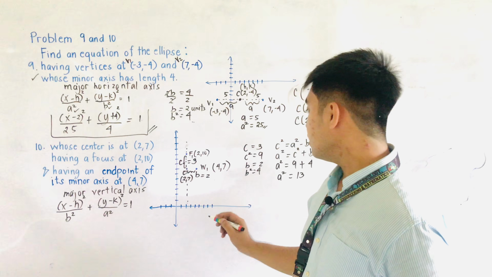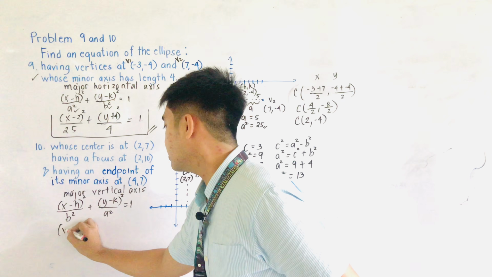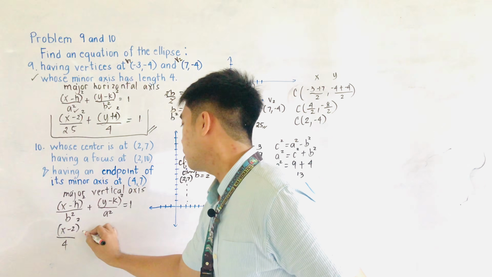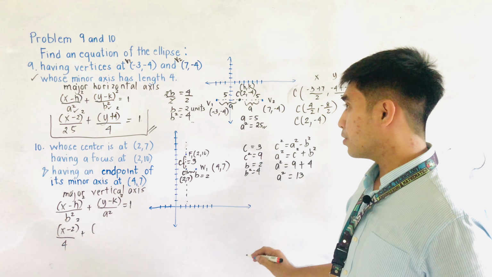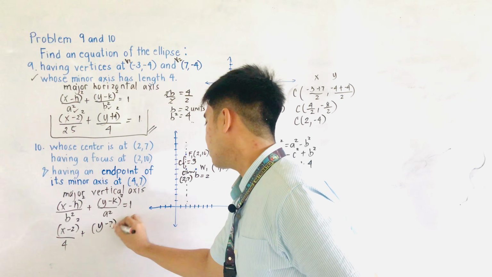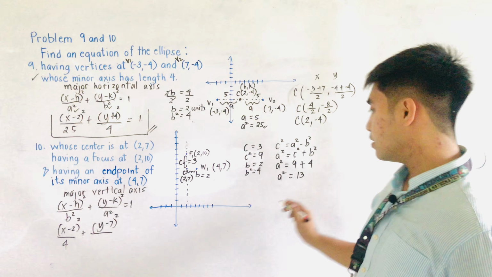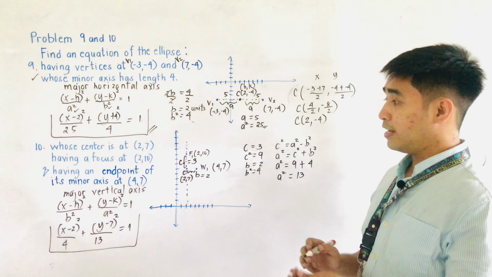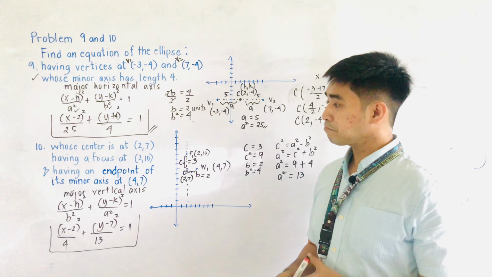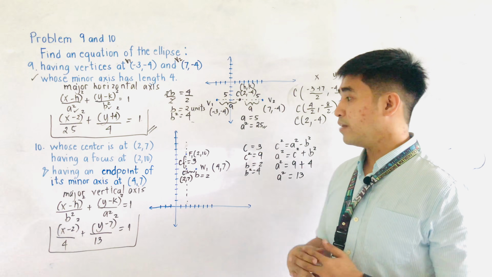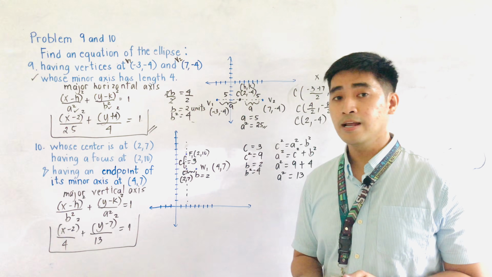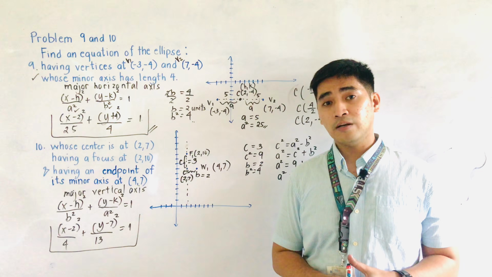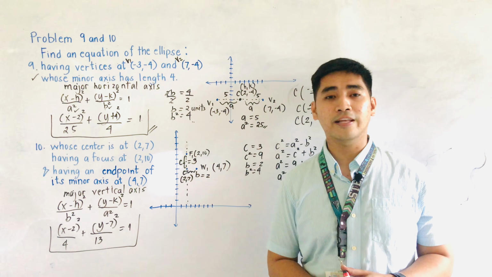Substituting, we'll now be having the center located at (2, 7). Therefore, this is (x - 2)² over, what is our b²? That is 4, plus (y - 7)² over, what is our a²? Our a² now is 13, which is equal to 1. And this is now the equation of an ellipse whose center is at (2, 7), focus at (2, 10), and having an endpoint of its minor axis at (4, 7). So this is how we solve for the equation of an ellipse if we are given different conditions.